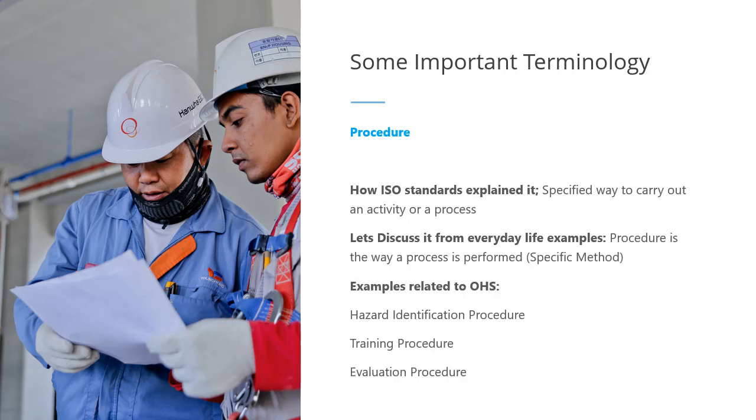The second terminology is procedure. ISO defines procedure as a specified way to carry out an activity or a process. Let's discuss it with an everyday life example. A procedure is the way a process is performed, that is, the specified method. Examples related to OHS include hazard identification procedure, training procedure, and evaluation procedure. A procedure is the method used to perform a process.